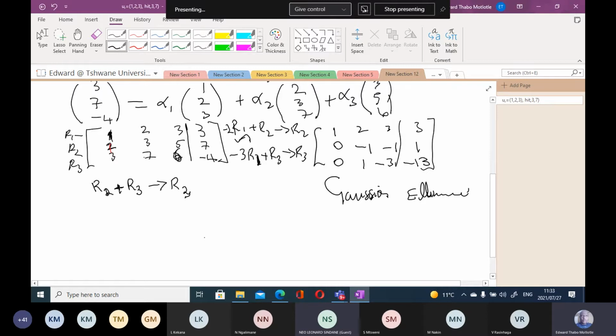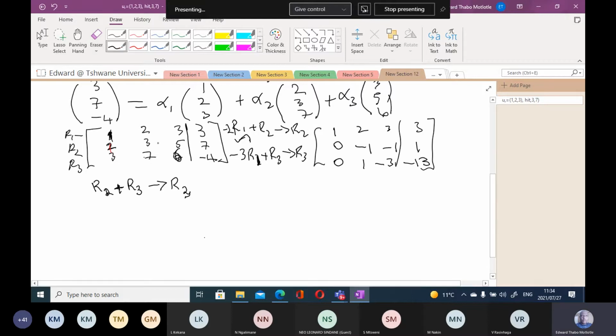No, what I'm saying is that we need to have 1 0 0, 0 1 0, and 0 0 1, like here. Yeah, but it's not called identity because we're not going to solve for everything. We'll use back substitution to solve the remaining values. We only get rid of 2, 3, and 7. After that, we use back substitution to determine the values of alpha 1, alpha 2, and alpha 3.